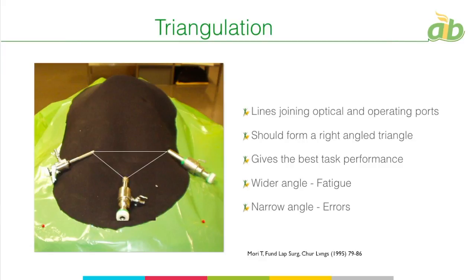If it goes more wider, you have more fatigue because your elbow and your shoulders are wide apart, causing more strain in the muscles of the arms. If the angle is so narrow, there is a high chance of errors because the smallest of movement will have a large impact on the terminal target area, causing a lot of strain and stress on the operating part.